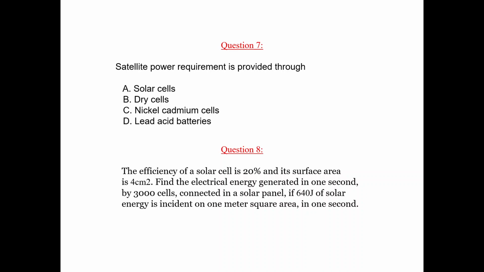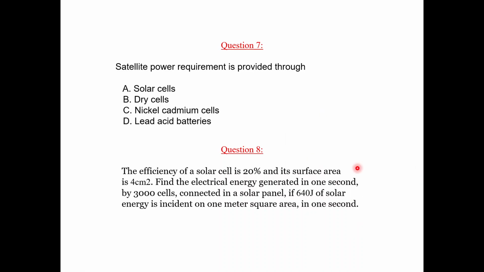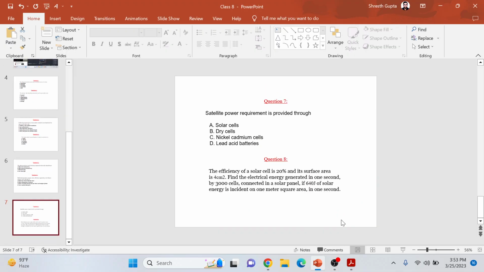Right. Okay, so let's move to the last question of today. The last question of today says that the efficiency of a solar cell is 20% and its surface area is 4 centimeter square. Find the electrical energy generated in 1 second by 3000 cells connected in a solar panel if 640 joule of solar energy is incident on 1 meter square area in 1 second. I am not giving you any option, you give a guess, then I will show you the answers. I am giving you 3 to 4 minutes for this.